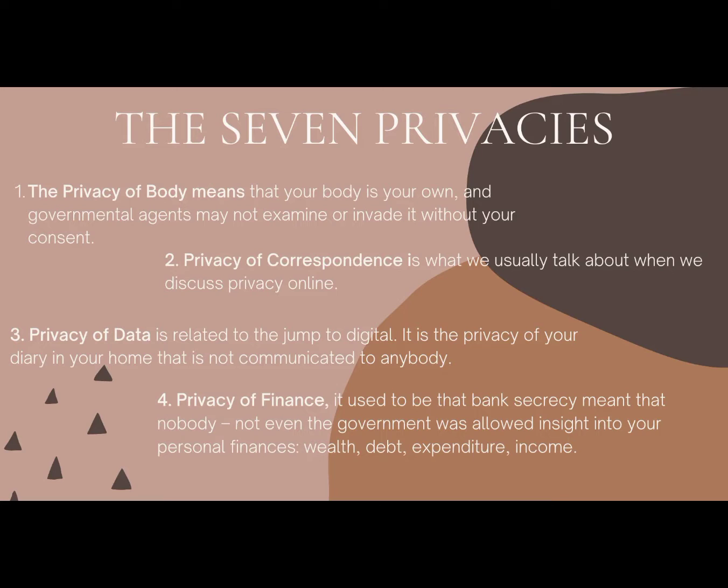We have seven privacies, and they are important facets of privacy. First is the privacy of body, which means that your body is your own, and governmental agents may not examine or invade it without your consent. Second is the privacy of correspondence, which is what we usually talk about when we discuss privacy online. Third, privacy of data is related to the jump to digital. It is the privacy of your diary in your home that is not communicated to anybody.